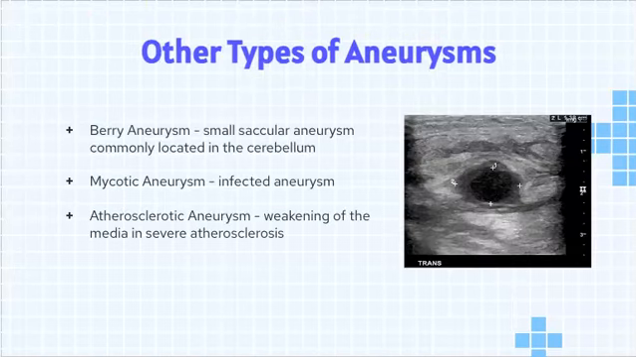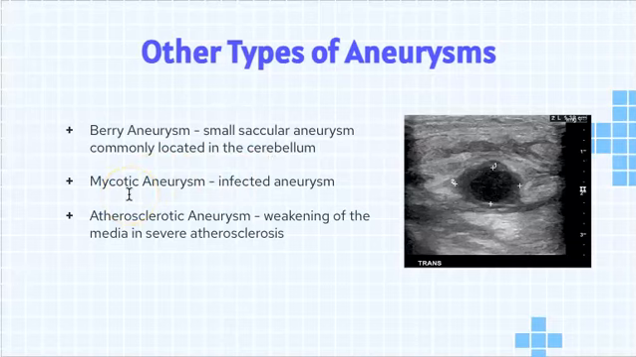So there are a few other types of aneurysms. A really commonly known one is a Berry aneurysm, and that's just a small saccular aneurysm commonly located in the cerebellum. This type of aneurysm is also associated with polycystic kidney disease. I've heard that it can be tested on the registry, so make sure you know where a Berry aneurysm is located and that it can be associated with polycystic kidney disease.